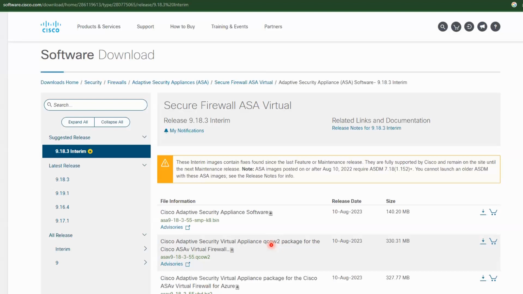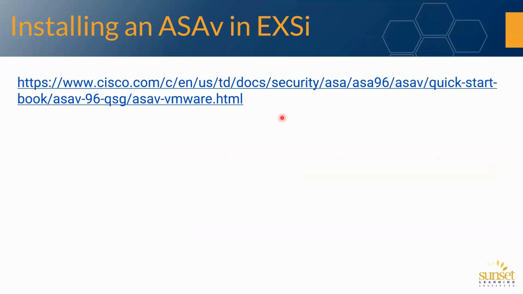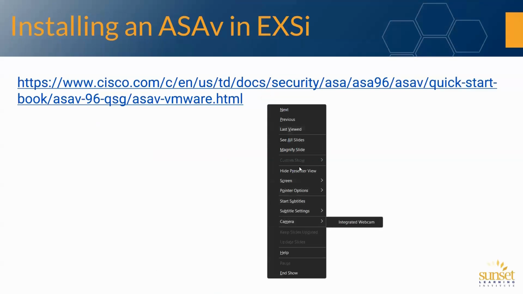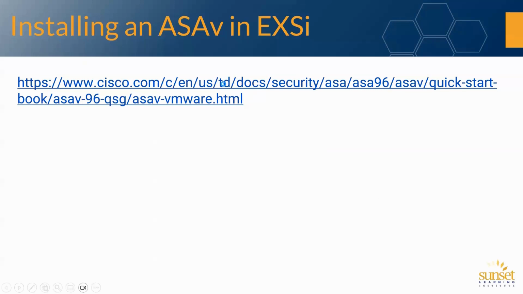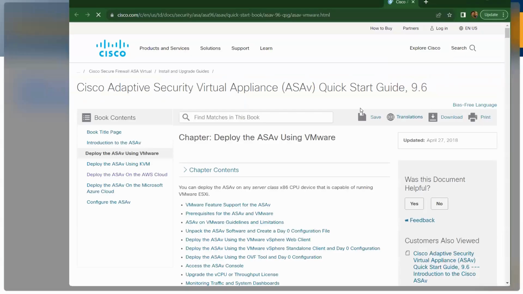What you're going to do is download that .ova file. You can download it to a file server on your network, or to your local machine. But the next thing we're going to do is, let me go ahead and remove the laser pointer. I'm going to bring up the installation of the ASAv here. This is from Cisco.